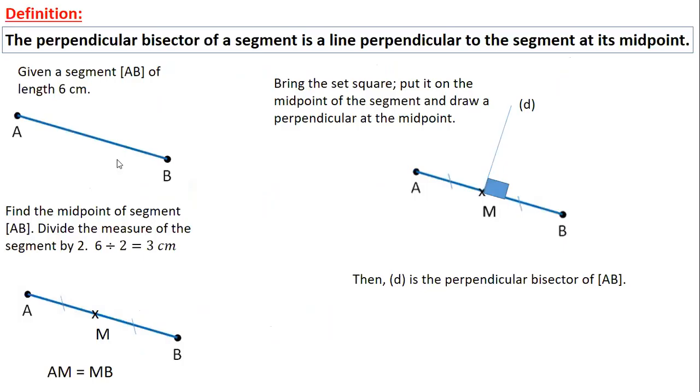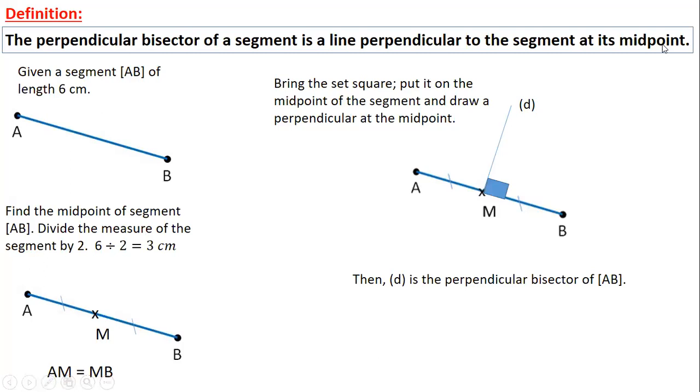I will always give you the length of the segment that you should draw. Now, also, there is a definition for the perpendicular bisector of a segment. I want, please, Lana, to read the definition. Lana, just read the definition, please. Read, Lana. The perpendicular bisector of a segment is a line perpendicular to the segment at its midpoint.